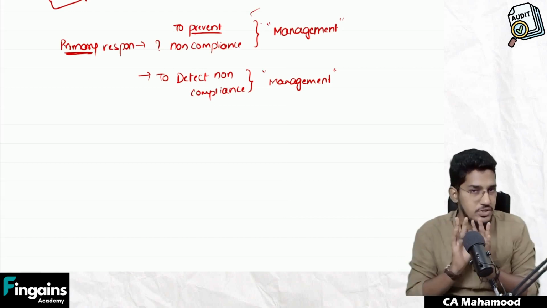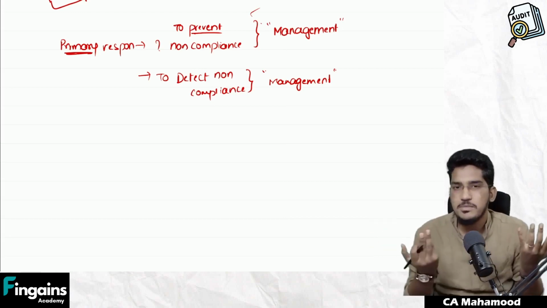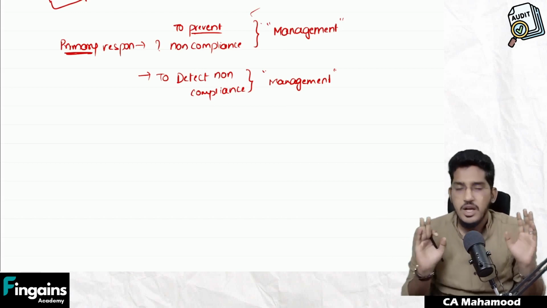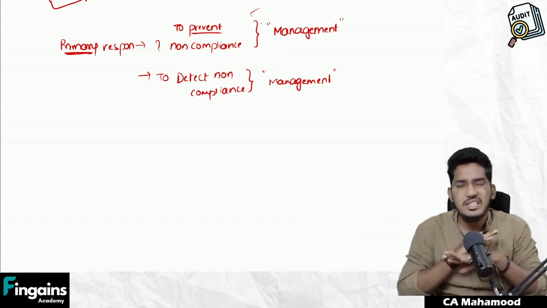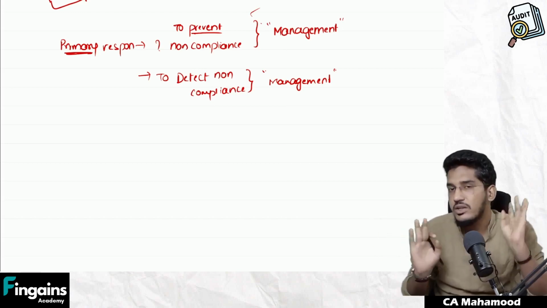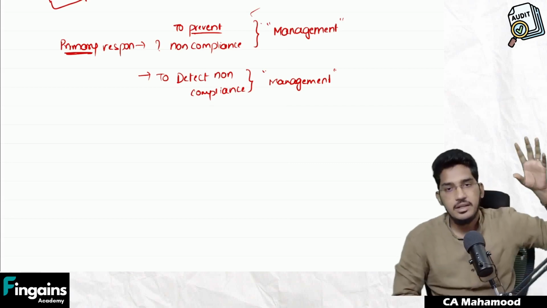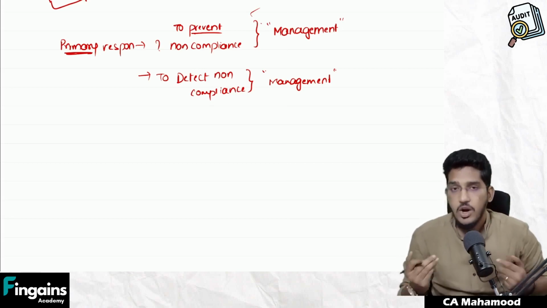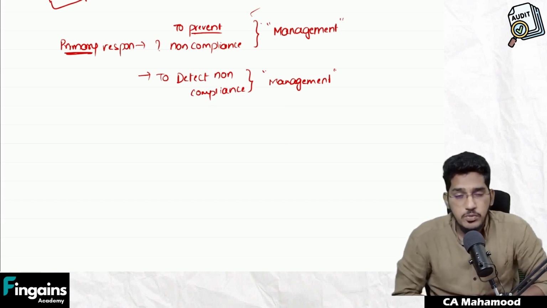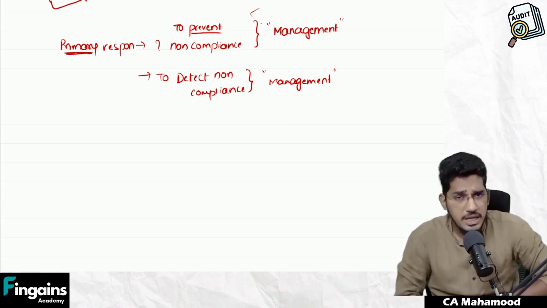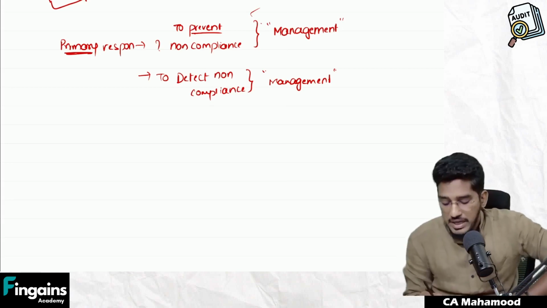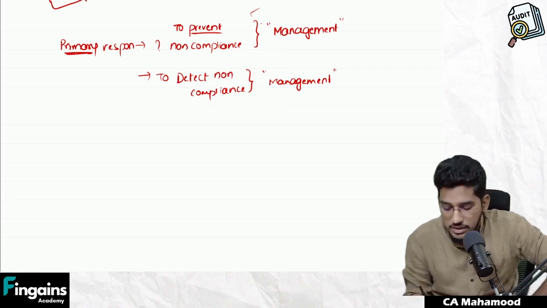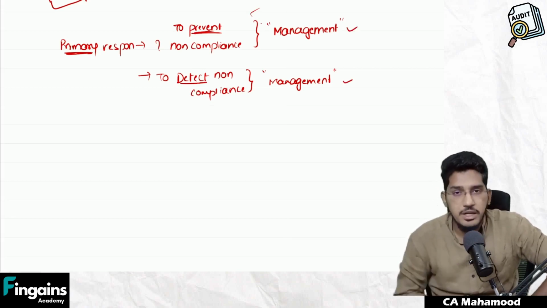Auditor's main responsibility is not to prevent non-compliance. You cannot expect the auditor to stop non-compliances. You cannot even expect the auditor to detect all non-compliances. Why? Because it is not his main objective. Nowhere did I tell you in the earlier chapters that the auditor's main responsibility is to find out non-compliances with the laws and regulations. Did I tell you anywhere? Or did I anywhere mention the auditor will be primarily responsible for preventing non-compliances? Did I say it anywhere? No. So the primary responsibility, to prevent and also to detect, always and always rests with management.